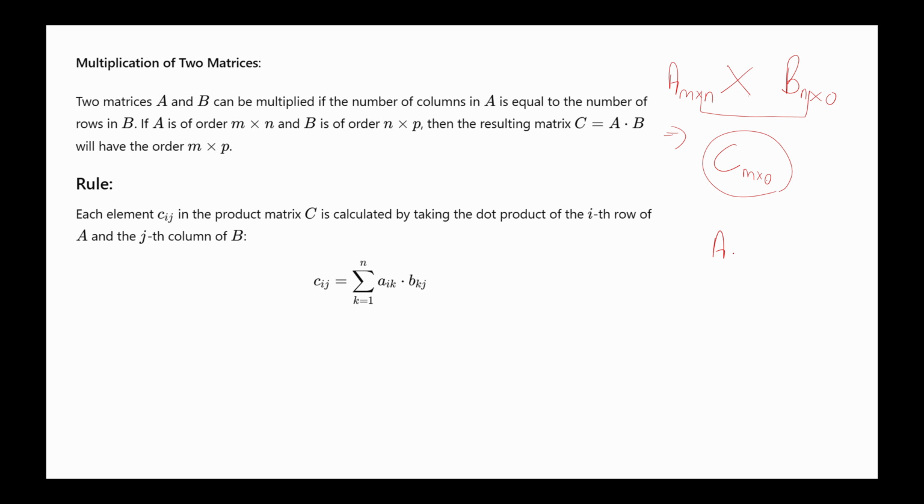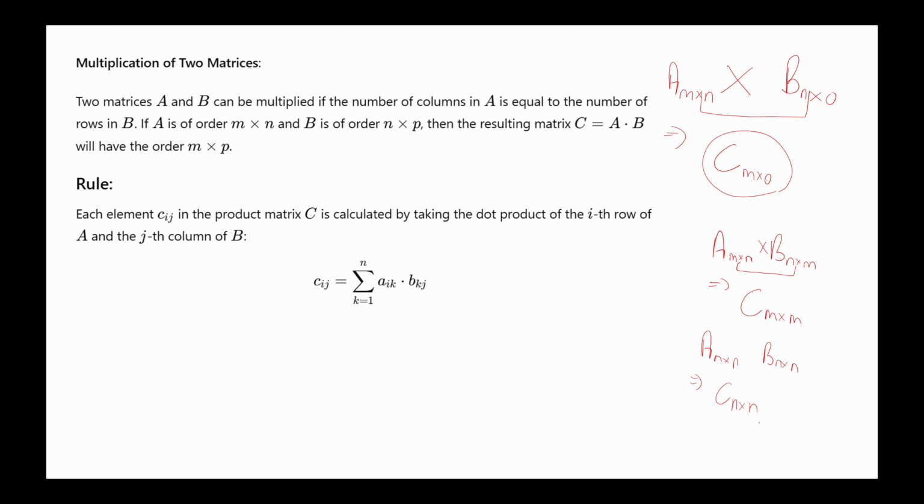Now let's say I have A as m cross n, and B as n cross m. So I would get my resultant, let's say C, to be m cross m, because n here would be removed. Let's say I have A of n cross n and B of n cross n, both square matrices. Then what would I get as my resultant? It would also be a square matrix of n cross n. So you must remember this thing.